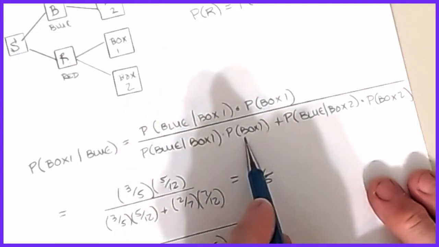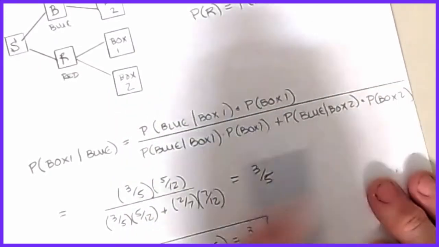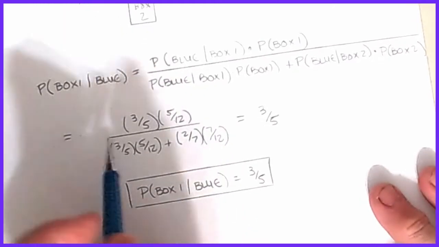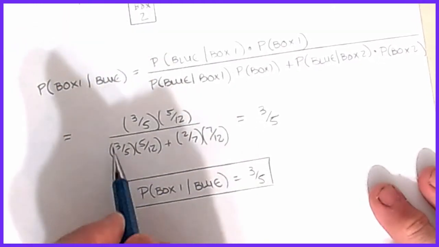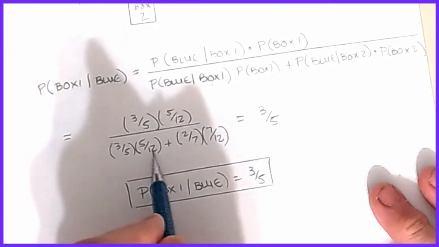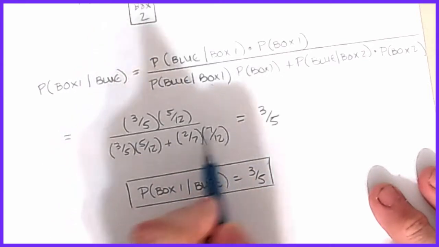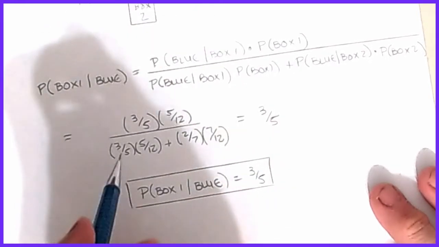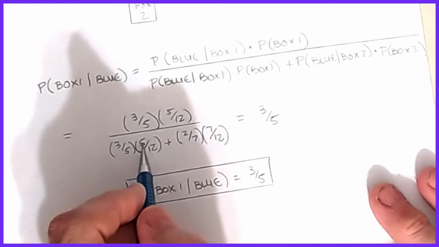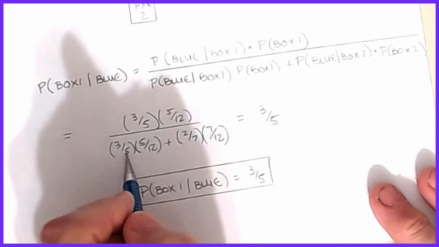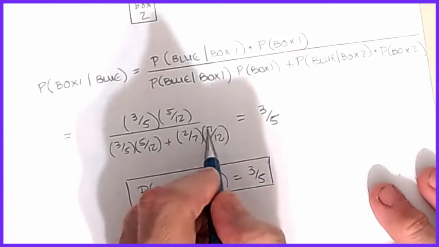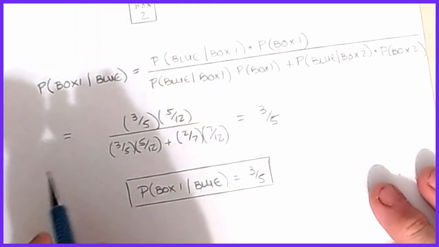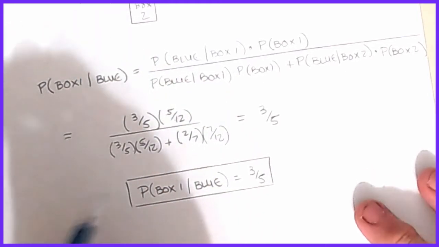Blue from box 1 times box 1 plus blue from box 2 times box 2. And I can plug in my math, and then 3/5 times 5/12 all over 3/5 times 5/12 plus 2/7 times 7/12 is equal to 3/5. Now, one of the things that's kind of cool, if you do this right, you'll notice that the numerator here will cancel the denominator here. And that shows up in all of these positions. So that's a kind of a cool trick to help you set this up.